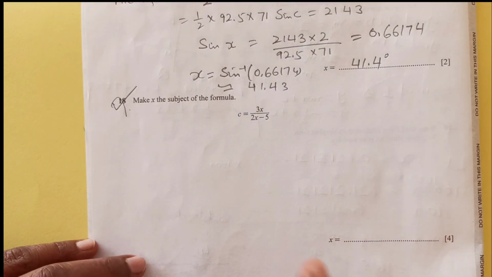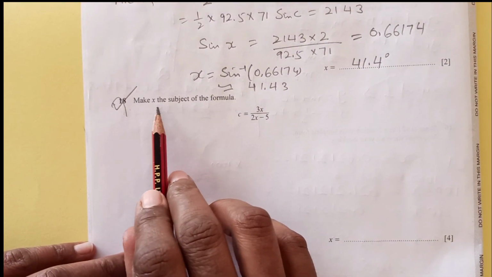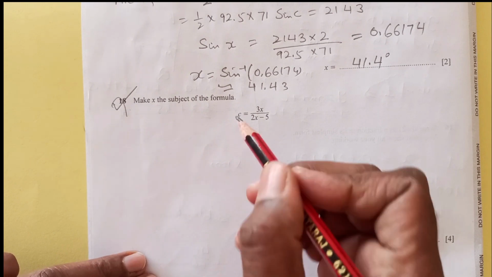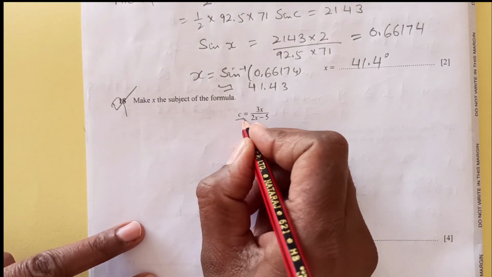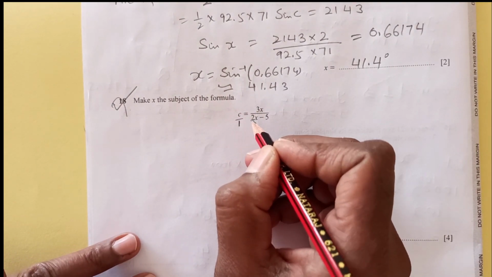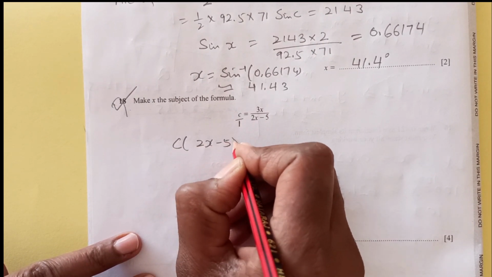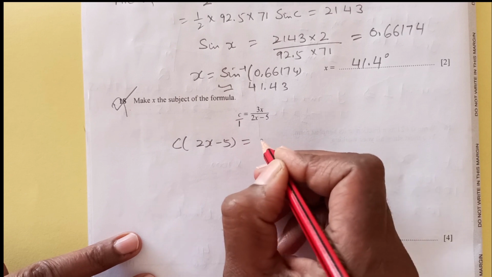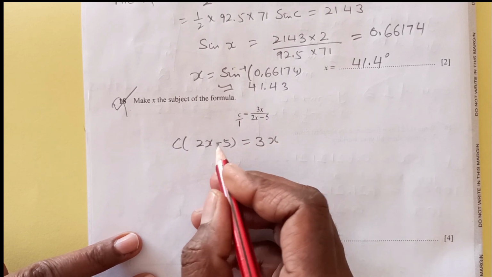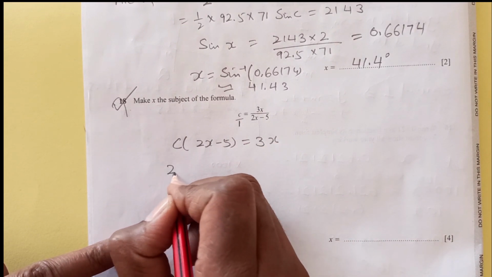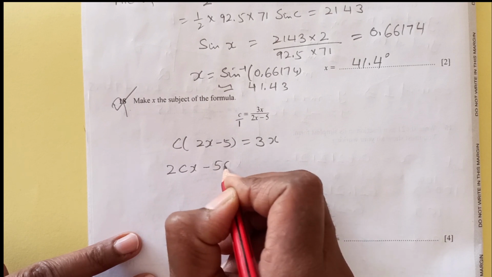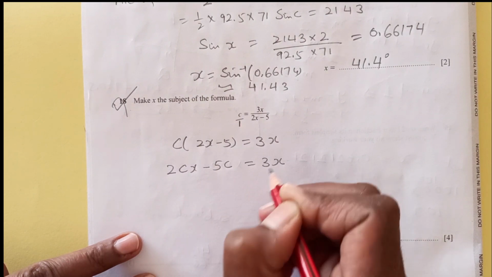Now number 18, make x the subject of the formula. So we have x here, so we can just write c over 1, then cross multiply. So c times 2x minus 5 equals 3x times 1, which is 3x. We are making x the subject, so we have to expand the brackets. 2cx minus 5c equals 3x, right?